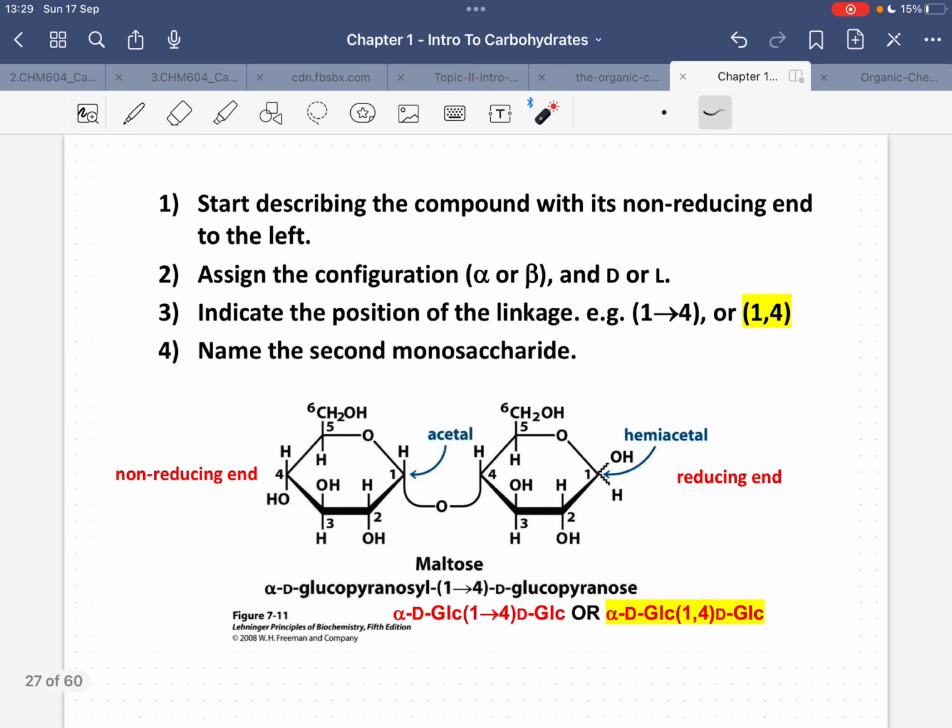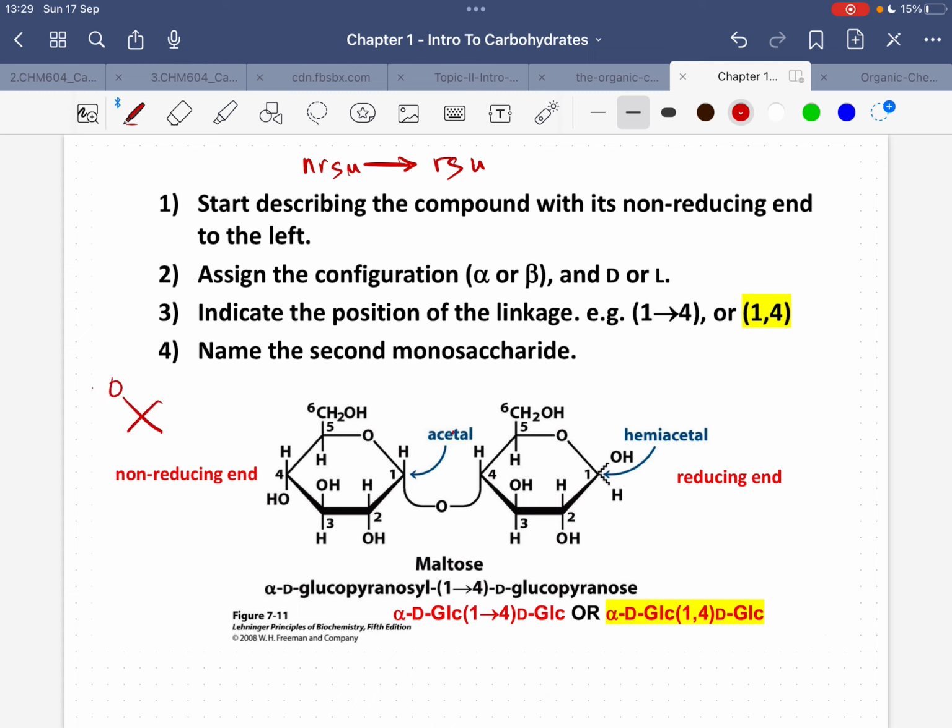In naming a disaccharide systematically, you first name the non-reducing end and then the reducing end. Not end, but sugar: the non-reducing sugar and the reducing sugar. Let's just say unit. The non-reducing sugar unit is named first, followed by the reducing sugar unit. What you should know is that the non-reducing sugar unit is an acetal.